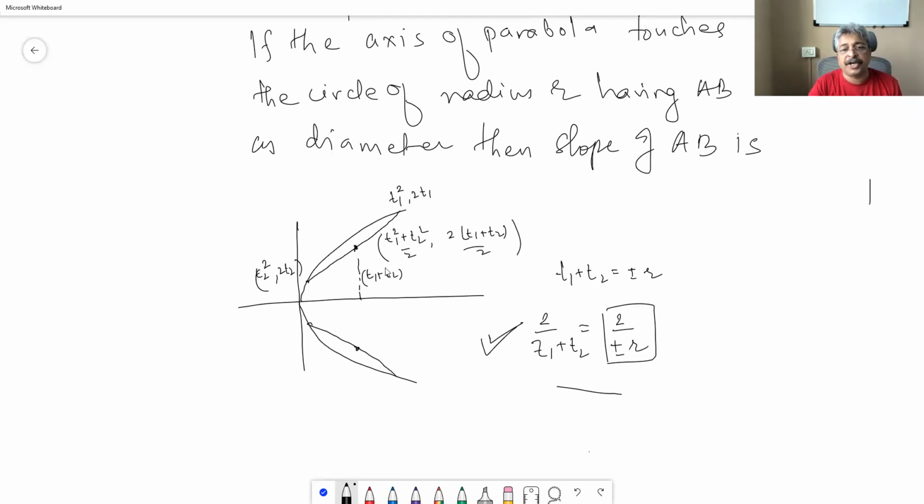Draw parabola, take 2 points T1, T2 parameters, write their coordinates, find out the center, midpoint of that segment that should be the center of the required circle, and its y coordinate should be such that it should be radius. So T1 plus T2 happens to be the radius and it is not available in first as well as in second quadrant. Therefore plus minus r, slope of any chord is 2 upon T1 plus T2. Therefore required slope is 2 upon plus minus r.